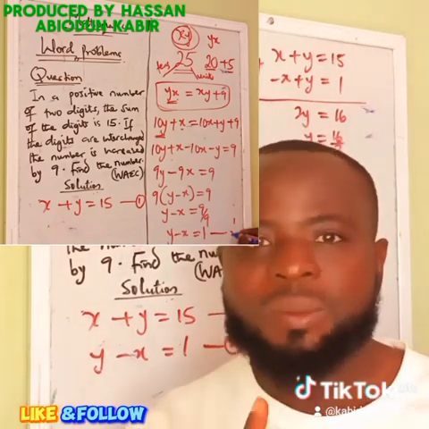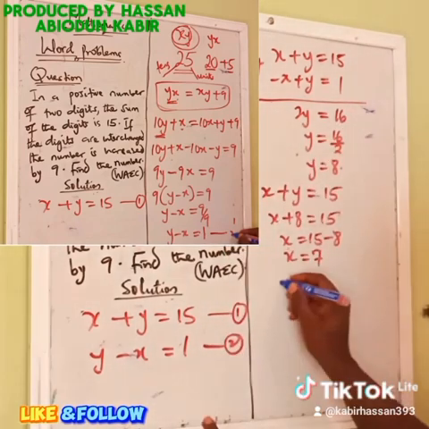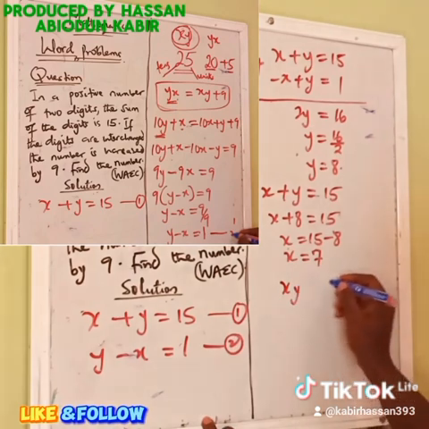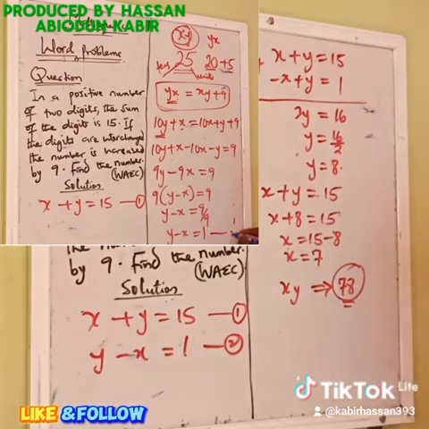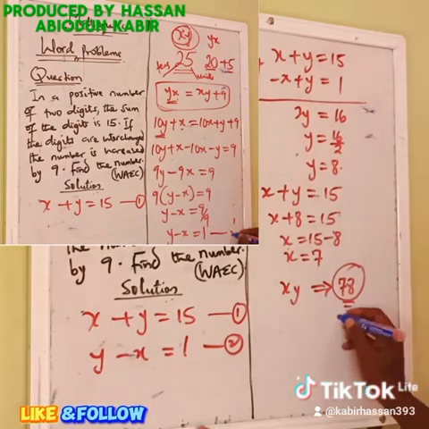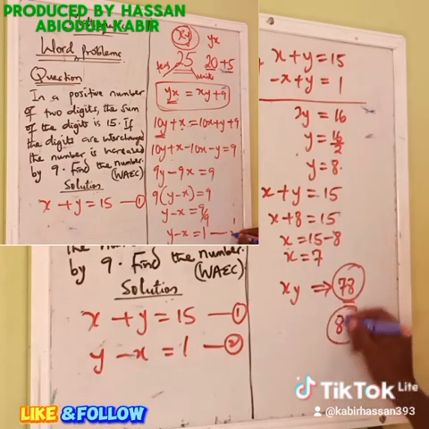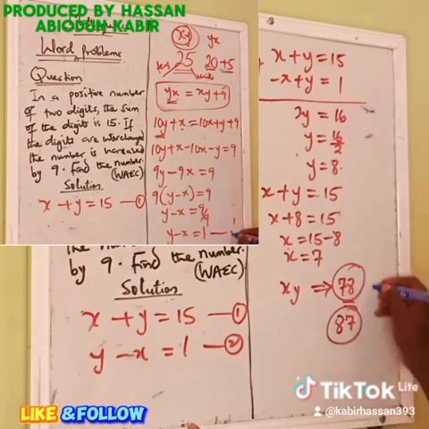Now, the number is going to be, remember we said let it be xy, so the number is 78. Now, if you look at this number 78, if we interchange the digits, we are going to have 87. And if you look at it closely, you discover that it has now been increased by 9 to give us 87.